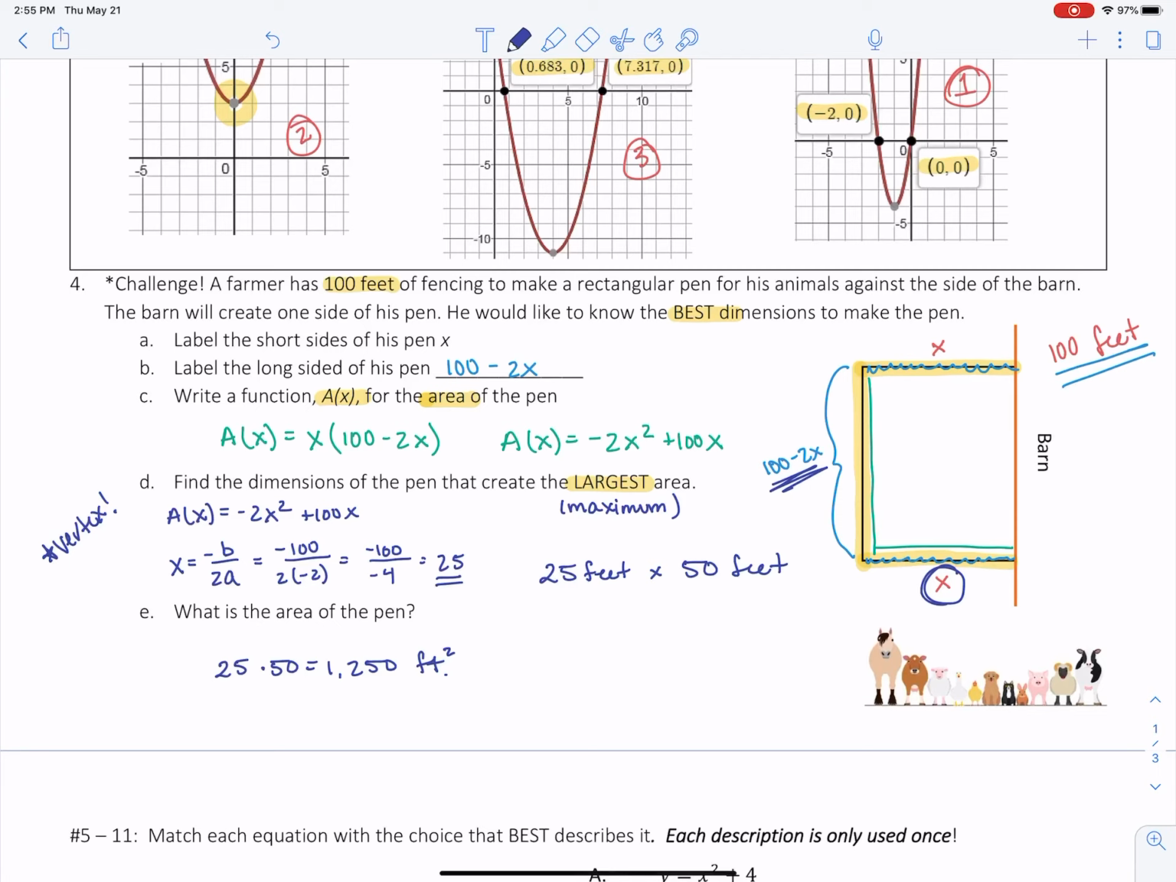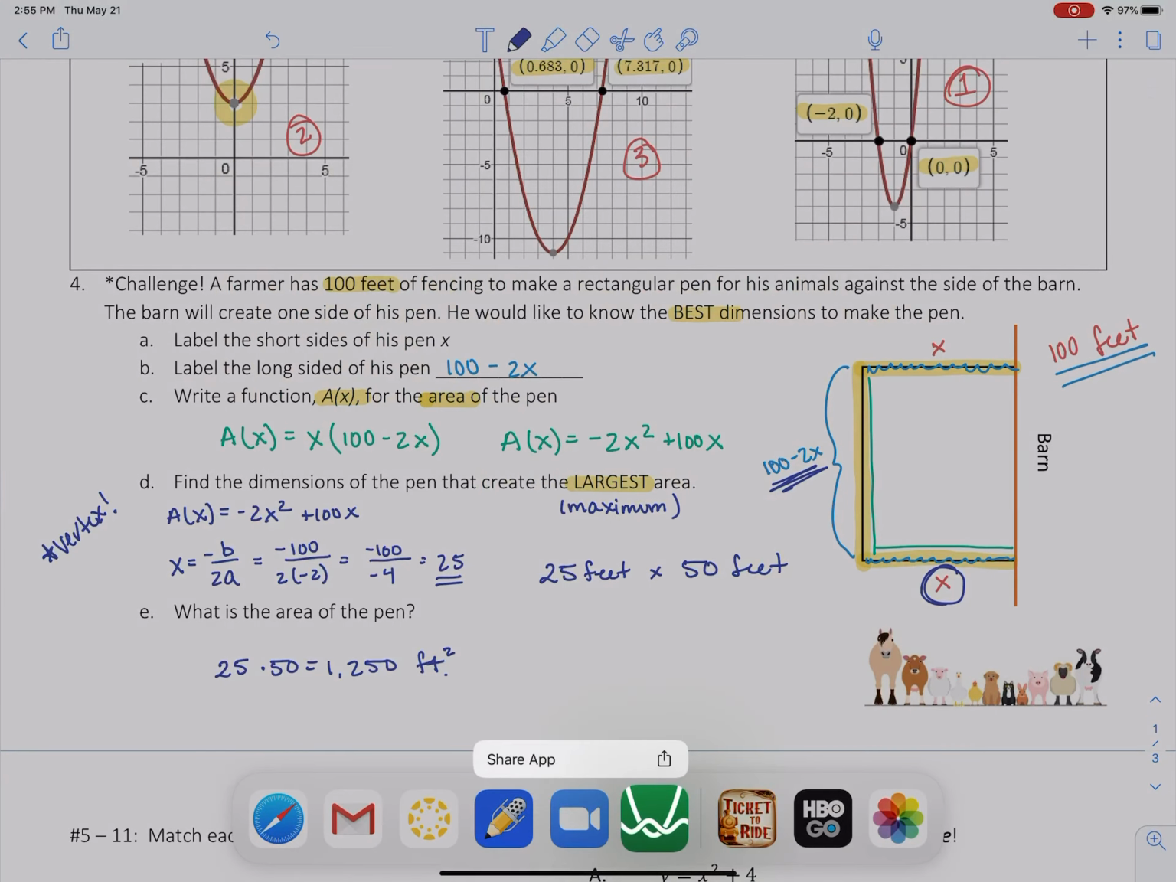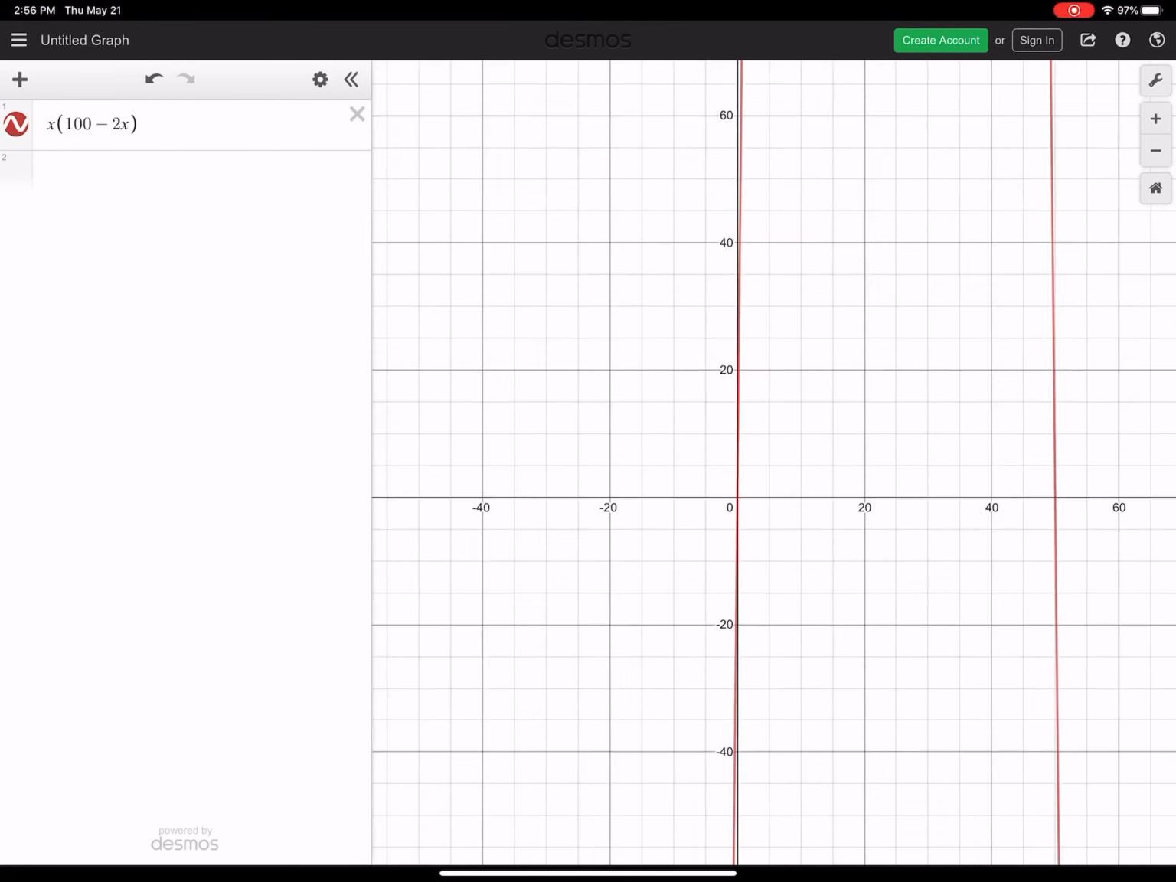Okay, you can put your pencil down for a second. I do want to show you this in terms of Desmos really quickly. I'm going to plug in that equation that we had. So we had x times 100 minus 2x. And this parabola here is kind of cool.